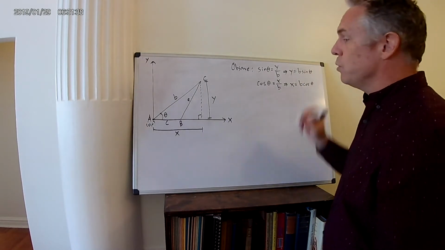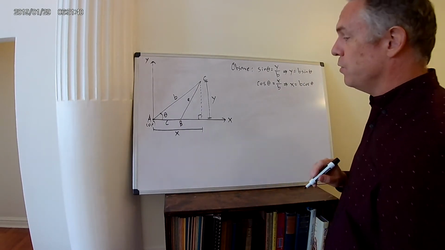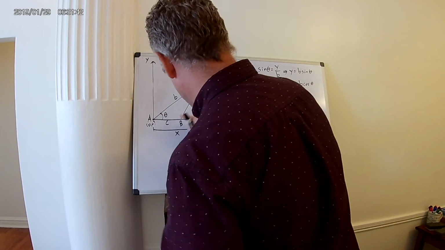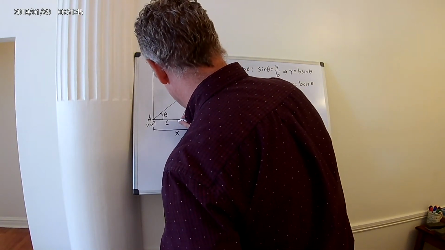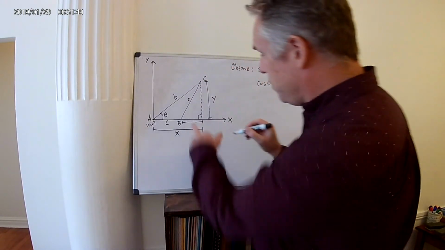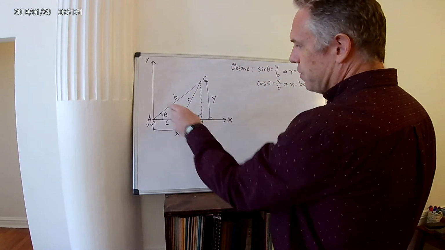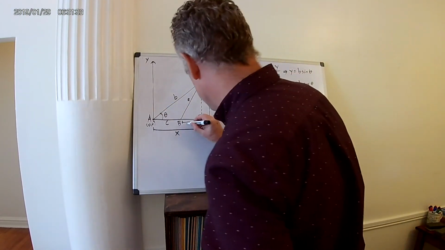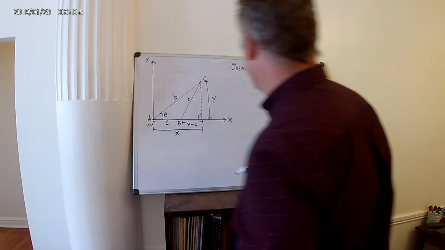So that's something to observe by definition of the sine and cosine. Also, let me just move this capital B over a little bit. I want to observe that this distance right here is x minus c. And so I'm just going to write that, x minus c.